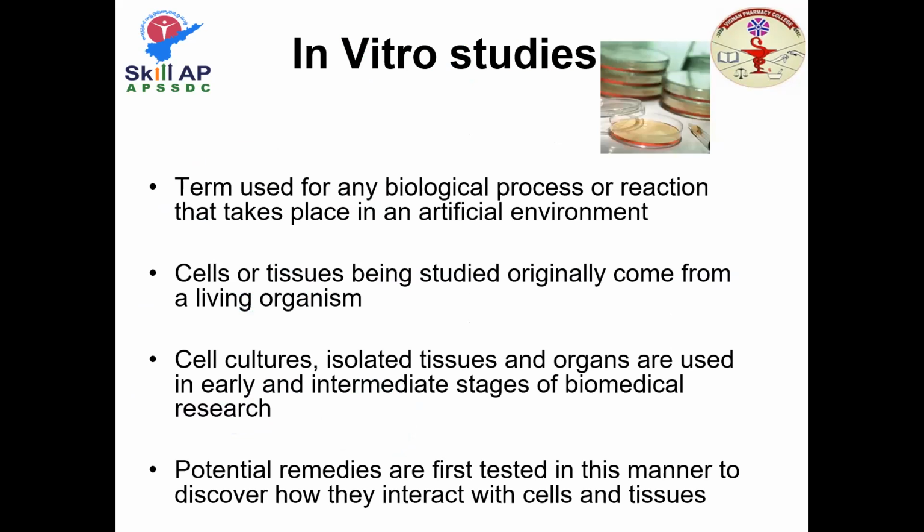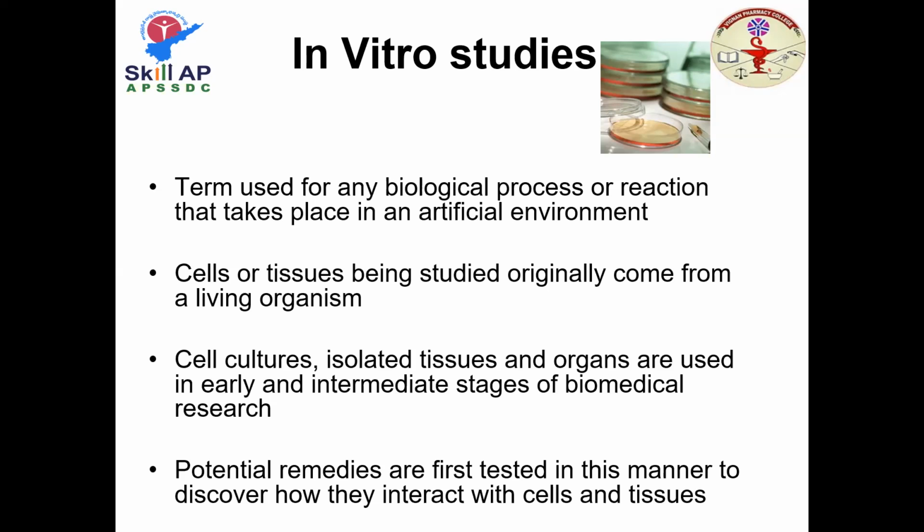So the term is used for any biological process or reaction that takes place in an artificial environment. It is an artificial environment. It is not natural. Natural means existing body things. So that is natural, and we are replicating. We are making living things in an unnatural way. We are making unnatural things in an unnatural way.